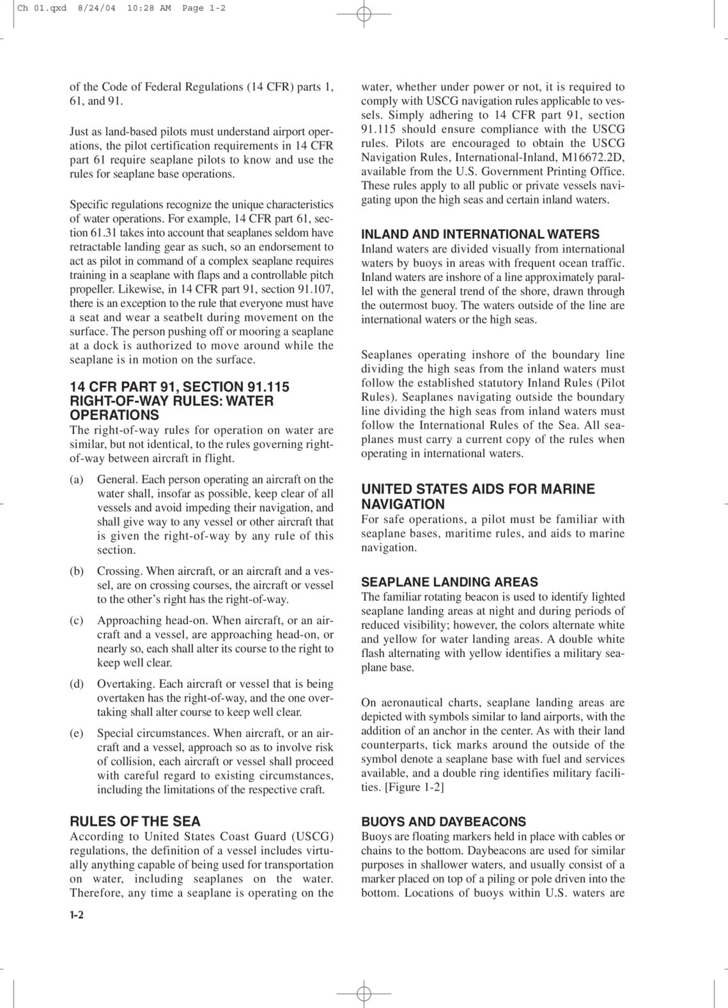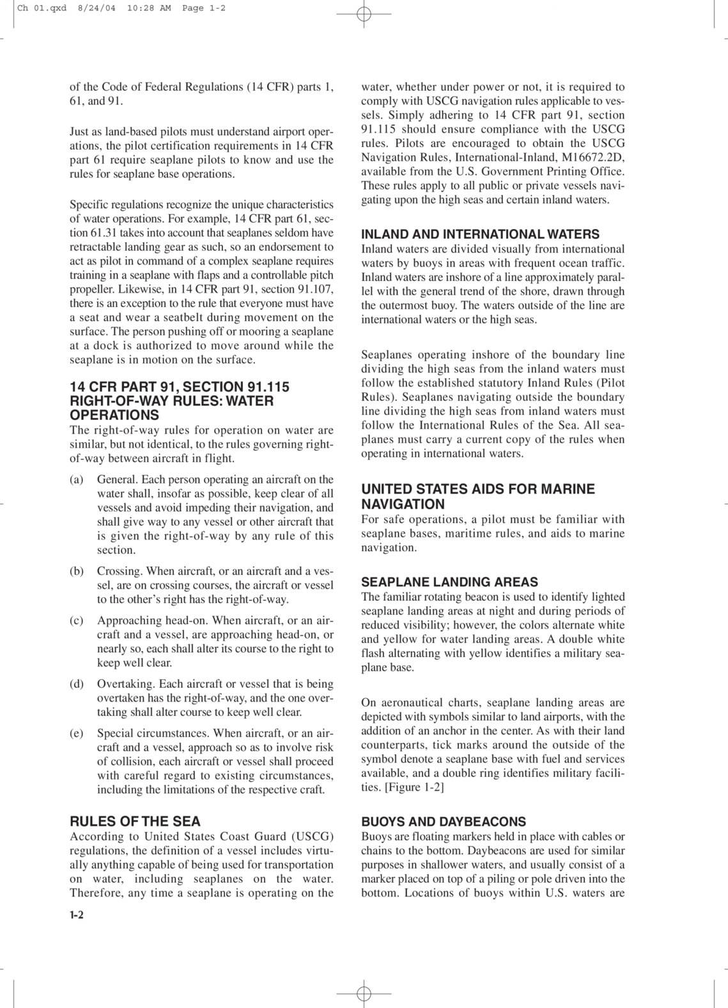Rules of the Sea according to United States Coast Guard, USCG, regulations. The definition of a vessel includes virtually anything capable of being used for transportation on the water, including seaplanes on water. Therefore, any time a seaplane is operating on the water, whether under power or not, it is required to comply with USCG navigation rules applicable to vessels. Simply adhering to 14 CFR Part 91, Section 91.115 should ensure compliance with the USCG rules.